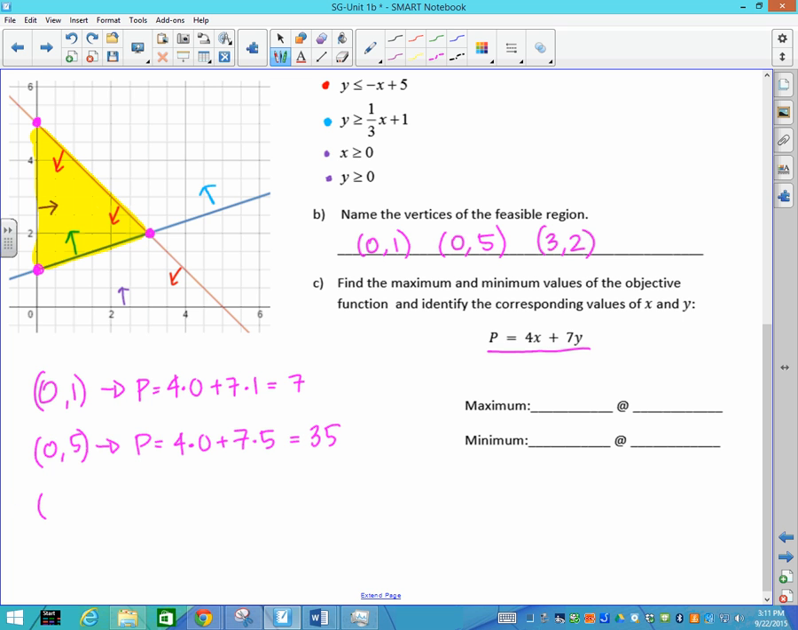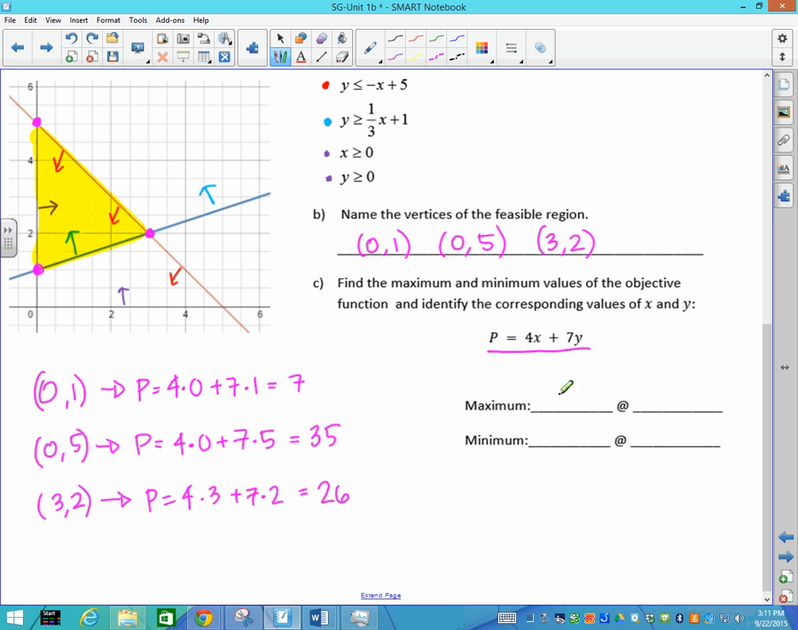And then (3, 2), when I plug that in, P is going to equal 4 times 0. Nope, sorry, I got carried away. I thought I had another 0 point. 4 times 3 plus 7 times 2. And that's 12 plus 14, which is 26.